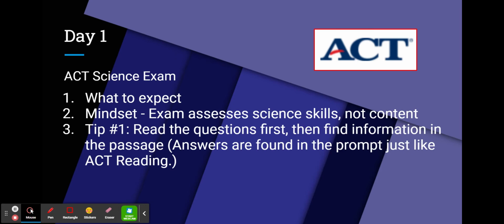So, 2 of these days, I'm going to do direct instruction, and 4 of those days, you're going to be practicing, and then I'll give you some feedback on why the answers are correct, because I think the most valuable part is practicing yourself. So, what I'm going to do today is tell you what to expect, go over the mindset of the exam, and give you the first and I think the most important tip for the science ACT.